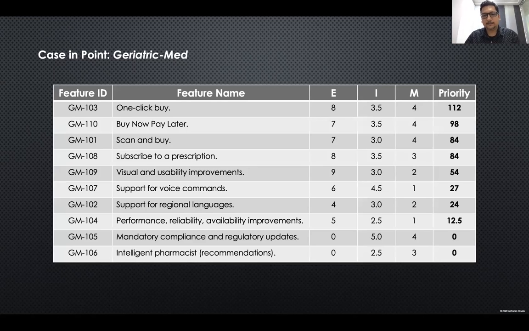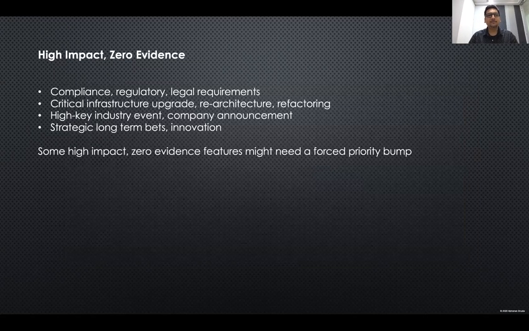Have a look at this order again. The last two items that you see here, they all have zero priority numbers, right? So what does that mean? That they're not important? Well, maybe there might be some items which are high impact and zero evidence.